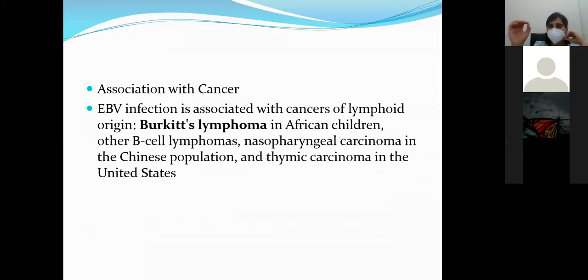It is associated with cancer. It is associated with B-cell lymphoma, and Epstein-Barr virus infection is associated with cancers of lymphoid origin, mostly Burkitt's lymphoma in African children and other B-cell lymphomas like nasopharyngeal carcinoma in the Chinese population and thymic carcinoma in the United States, because actually it infects the B cells. So it is associated with Burkitt's lymphoma and other B-cell lymphomas like nasopharyngeal carcinoma and thymic carcinoma.